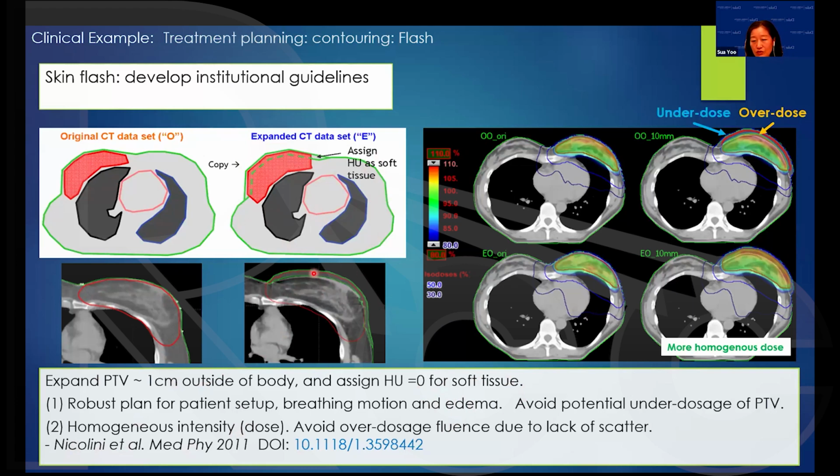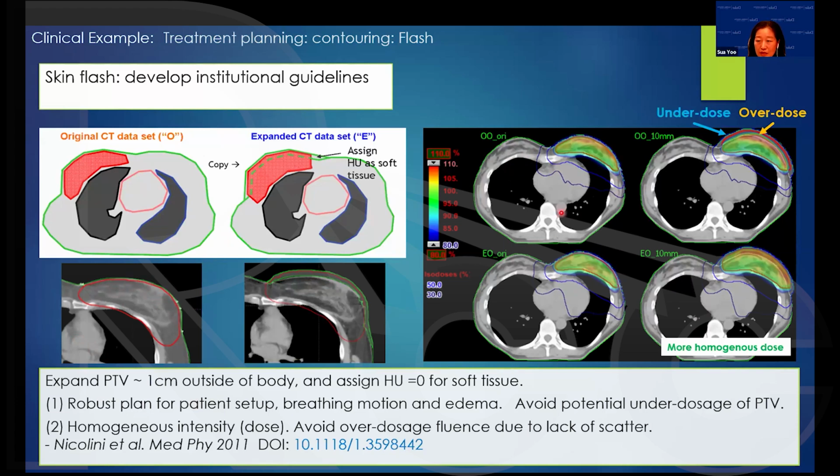When they calculate, they calculate with this external body. What it does is, yes, it is robust because there could be some breathing motion and a little bit of setup uncertainty. The other part is when you run VMAT, if there's no additional buffer for scatter contribution to make the dose high enough for this portion of the target, it just tries to dump a lot of fluence, a lot of MU on it.